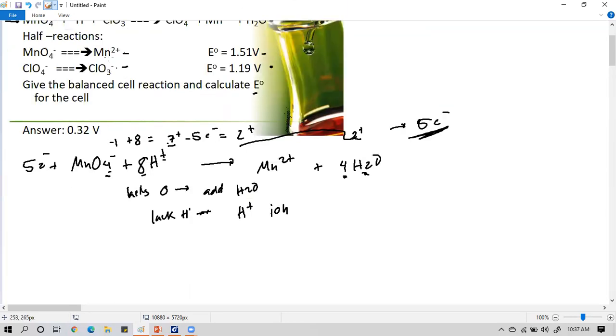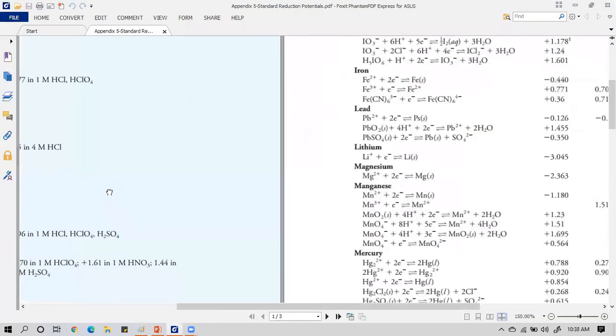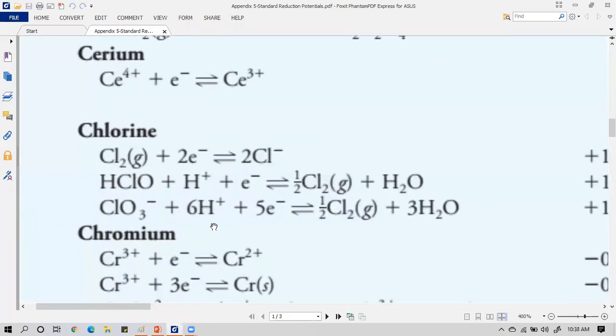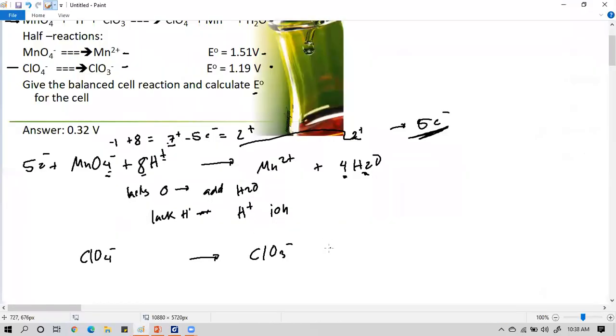Now, let's write the chlorate. The perchlorate, I should say, is converted into ClO3 negative here. Of course, you look at the table. It is chlorine, right. And as you would notice, we don't have a perchlorate ion there, so you can't use it. So what will you do? You use the method we used earlier.